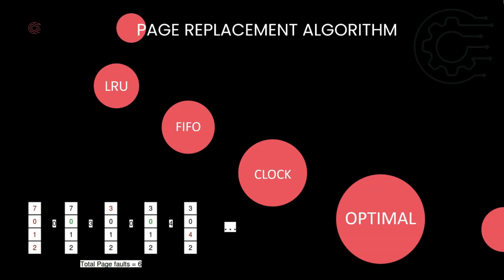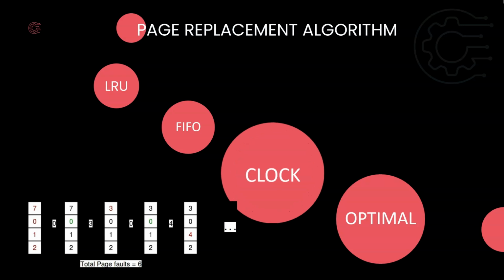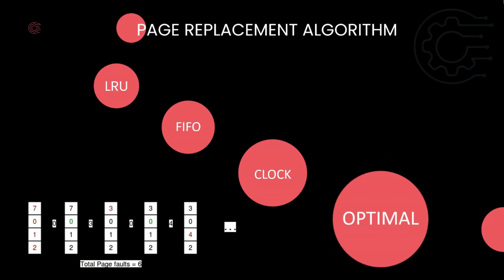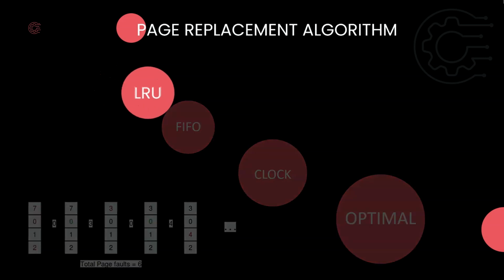The choice of which page to evict can have a significant impact on the performance of the system. Several different page replacement algorithms have been developed to solve this problem. Some of the most commonly used algorithms include least recently used or LRU, first in first out or FIFO, clock algorithm or second chance algorithm, and optimal page replacement. Now we will study these algorithms in detail.